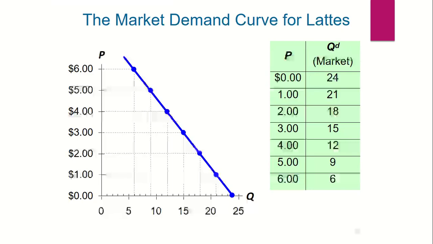By joining all these dots, we get the demand curve for a market. So this blue line is showing the demand curve for a market, and in this example having 2 buyers, that is Helen and Ken.